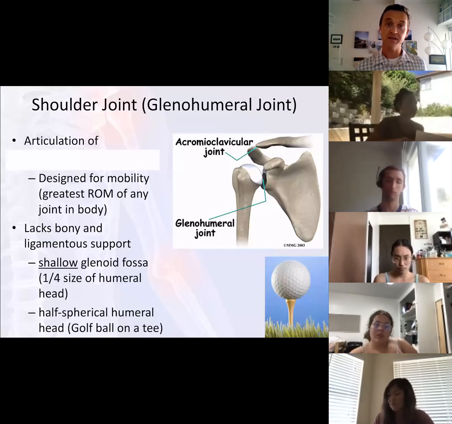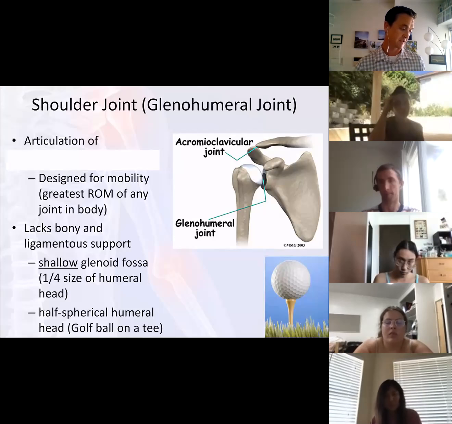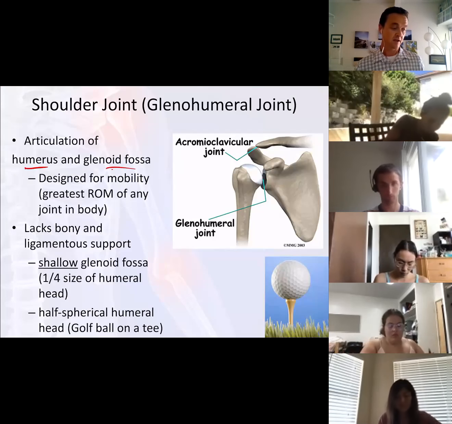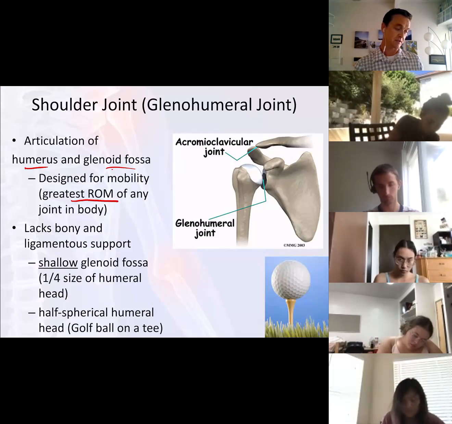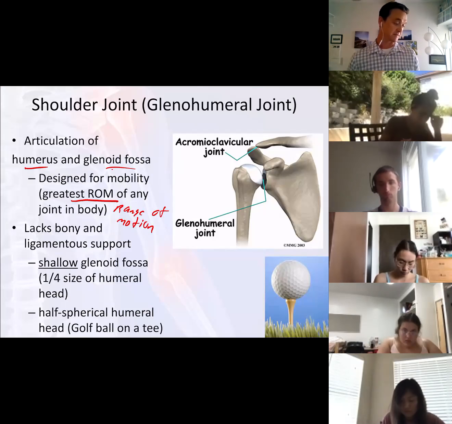And then we get to our main bony articulation in the shoulder, which is the glenohumeral joint. Okay, so it's the articulation of the humerus with the glenoid fossa, the glenoid cavity, okay, of the scapula. All right, this is the joint that has the greatest range of motion. That's what ROM means. Range of motion. Greatest range of motion of any joint in the body.